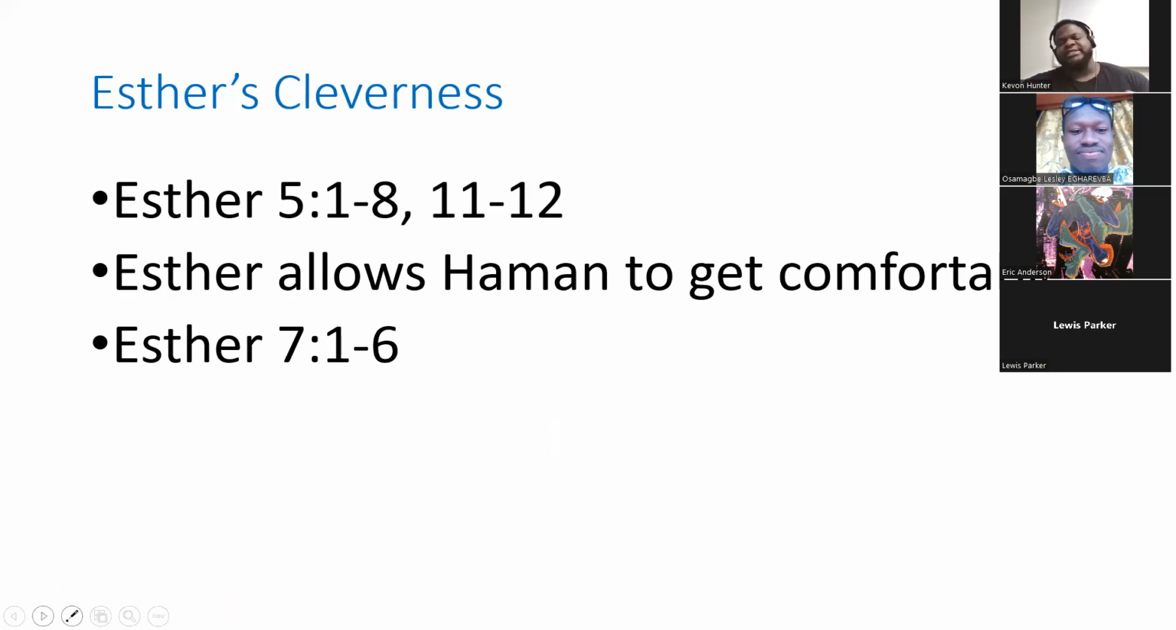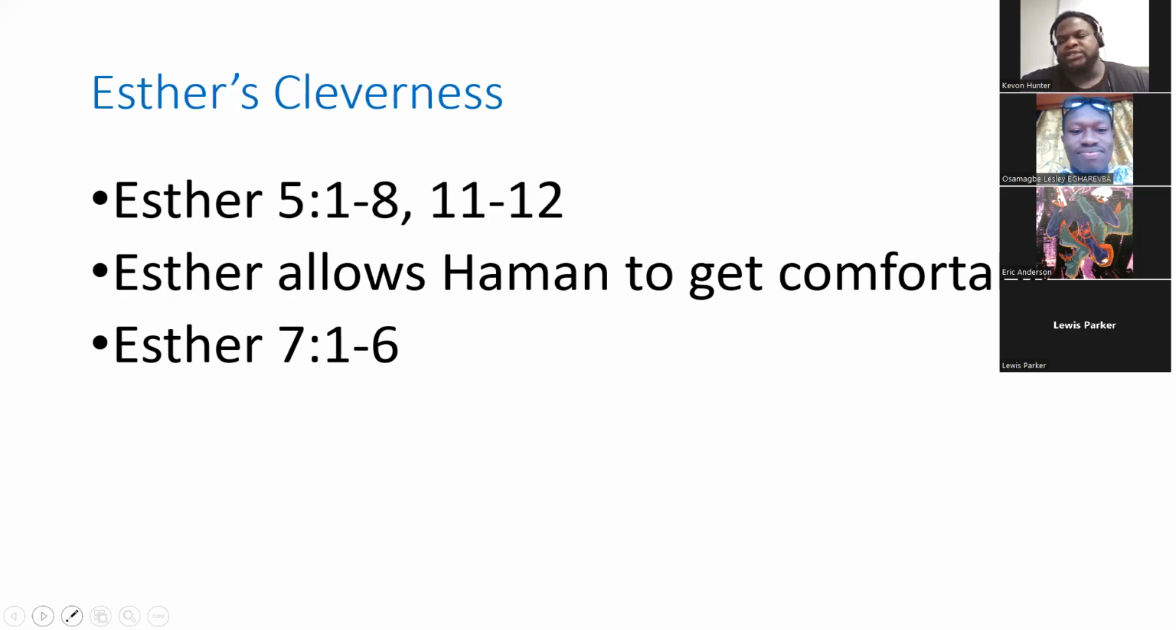Let's go to Esther chapter 7, verses 1 through 6. So the king and Haman went to Esther's banquet, and as they were drinking wine on the second day, the king asked, "Queen Esther, what is your petition? It will be given you. What is your request? Even up to half the kingdom, it will be granted."